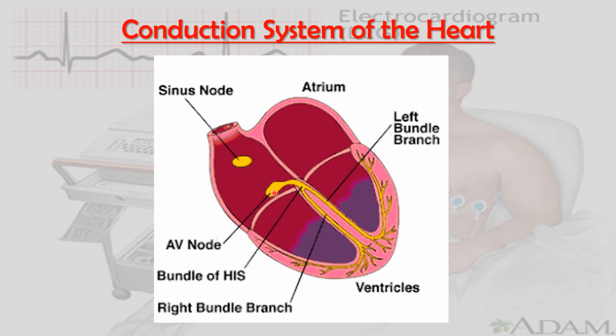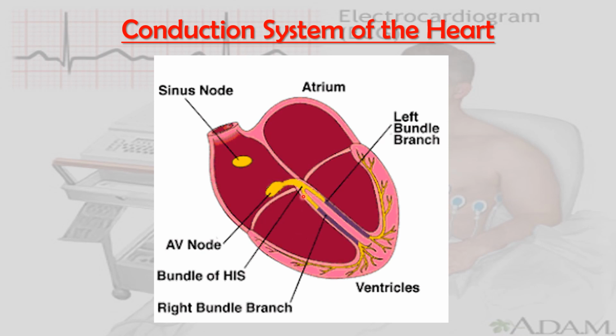Then the impulse will come to another spot of specialized cells called the AV node, atrioventricular node and bundle. This AV node, we will talk about it later. It will keep the impulse for some time, and then the impulse will be transferred in this yellow network of conducting system. It is called the left bundle branch and the right bundle branch.